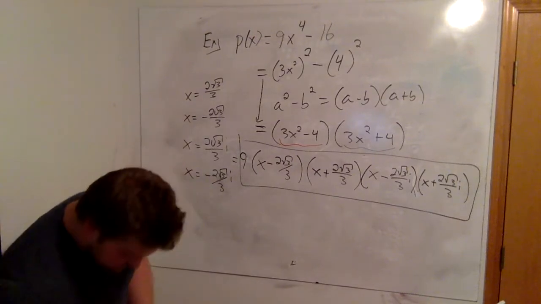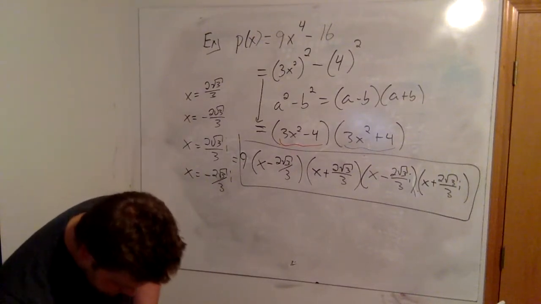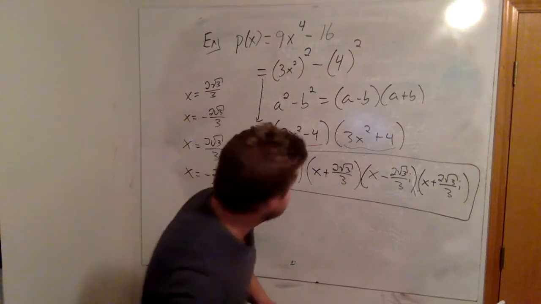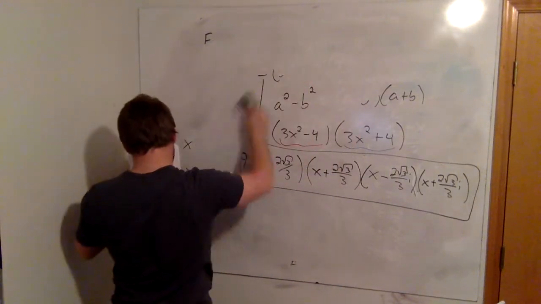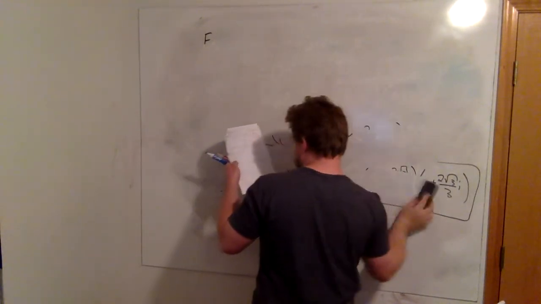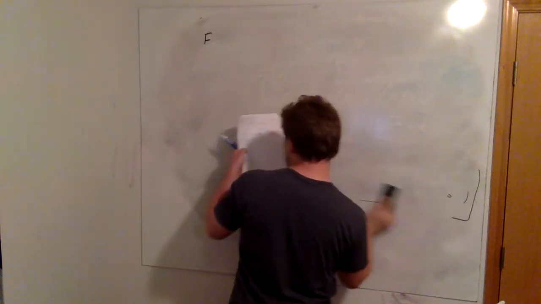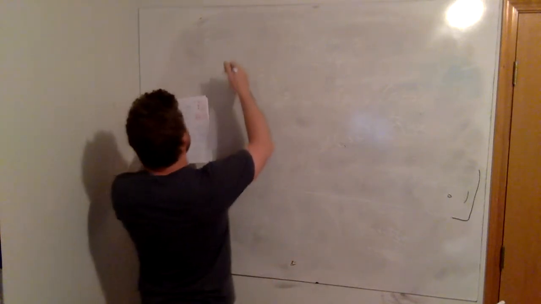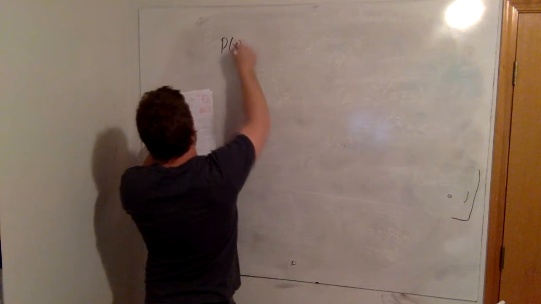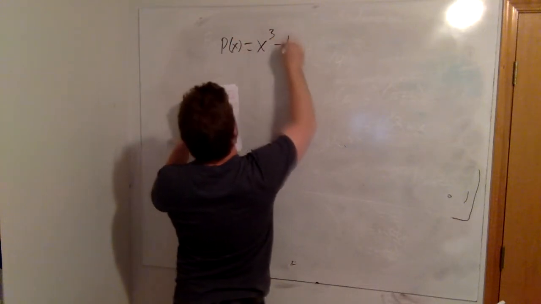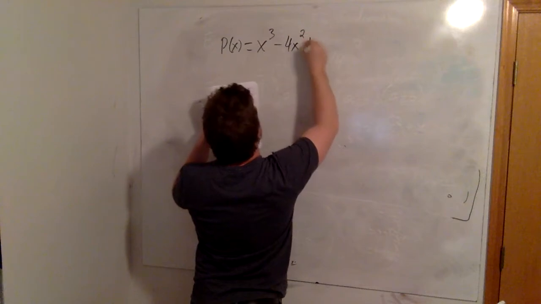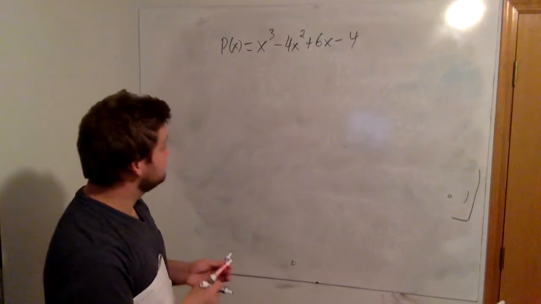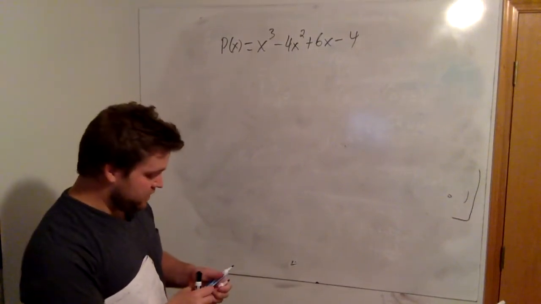Okay. Let's do another example. Let's try this polynomial here. Let's try p of x is equal to x cubed minus 4x squared plus 6x minus 4. Let's try to factor this polynomial here. Go ahead and pause the video and give it a shot.